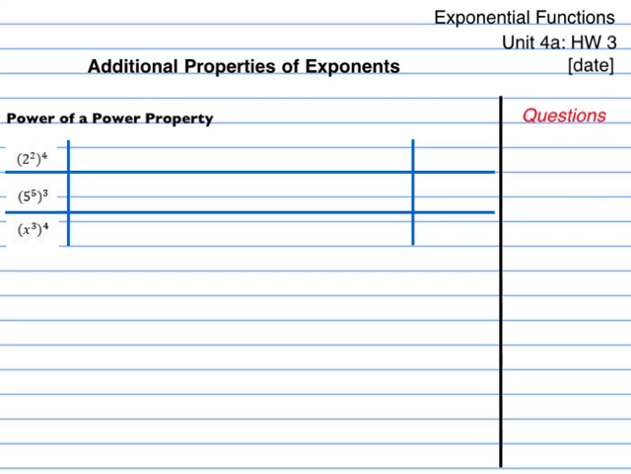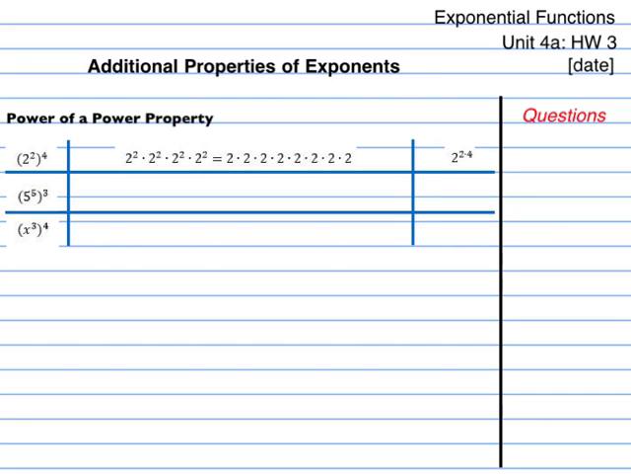So one of the properties I'd like to talk about is the power of a power property. This is what you get when you have a base with an exponent inside parentheses and you're raising it to another power outside. So what I'm saying is 2 squared raised to the 4th power. So 2 squared times 2 squared times 2 squared times 2 squared. And I can break that down even further by multiplying out my 2's to get rid of my exponent.